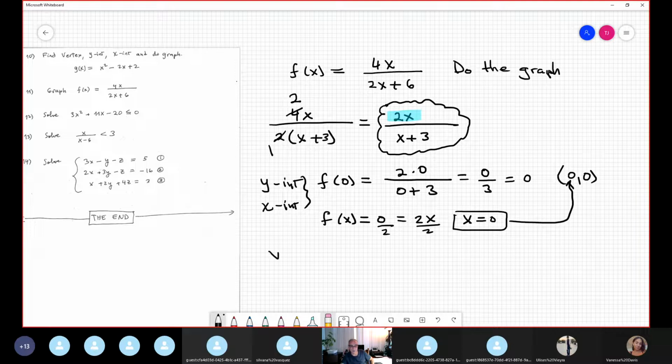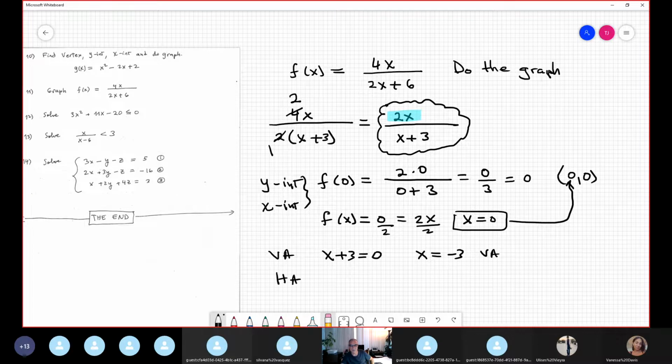Vertical asymptote. We have, yes, of course. You take the polynomial in the bottom, which is x plus 3. You force it to be equal to 0. X equal -3 is our vertical asymptote. Horizontal asymptote, do we have one?